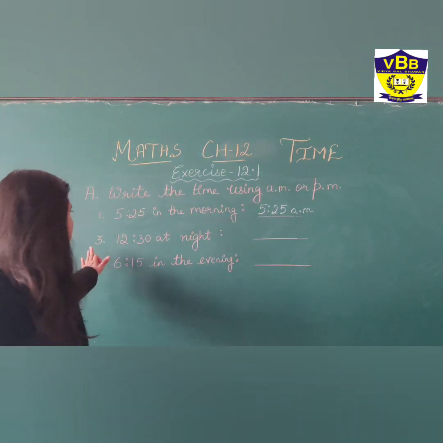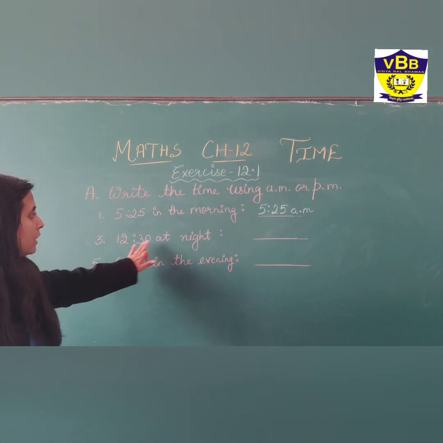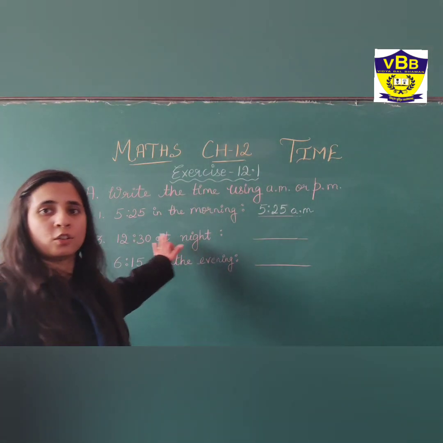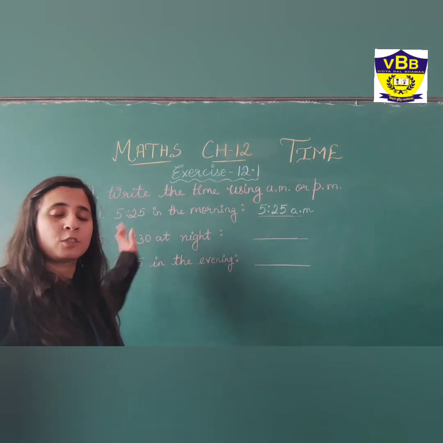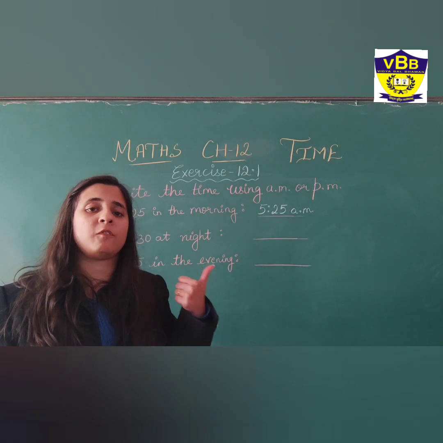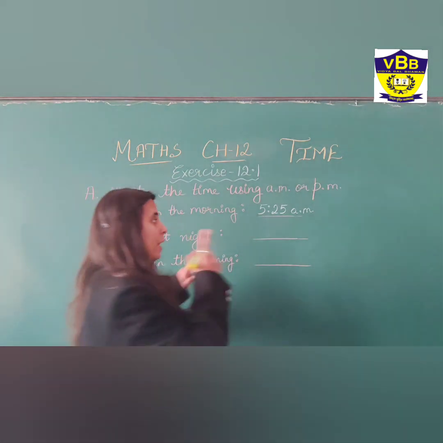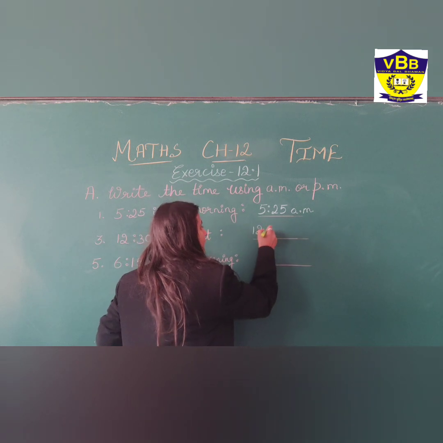Now let us see the third part. Third part says 12:30 at night. So 12:30 at night means from 12 midnight. From 12 midnight we use AM. 12:30 at night will be 12:30 AM.